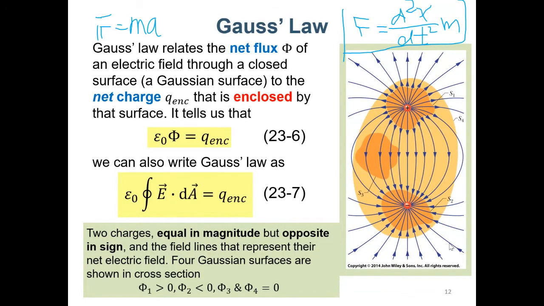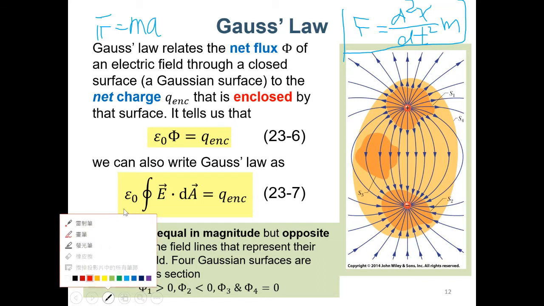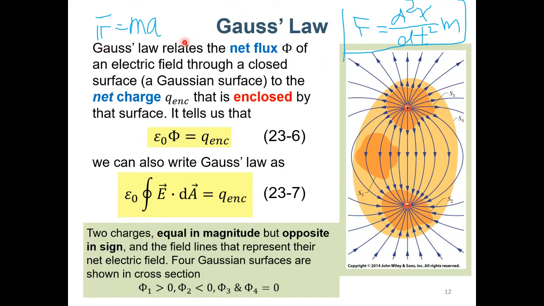This is the most important part in this chapter, so let me repeat it again. This is Gauss's law, and it tells you that given any Gaussian surface, you can calculate the net flux with respect to that Gaussian surface, and that net flux relates only to the charge enclosed by that Gaussian surface itself.